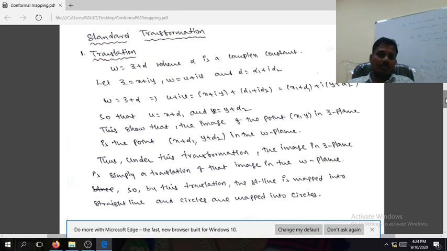Next, this is a very important conformal mapping, especially for the ECE people. Whatever the curve, straight line or circle you are considering in the Z plane, you are expecting the same. If you go for the other standard transformations, it is not like that, right? As a communication engineer, you should concentrate on this one. If you go for other concepts of conformal mapping, you will get clarity.